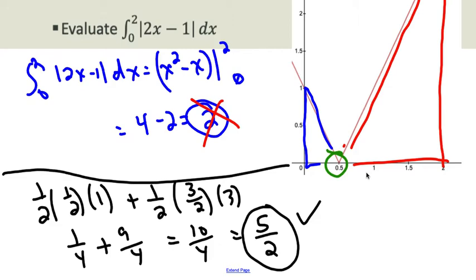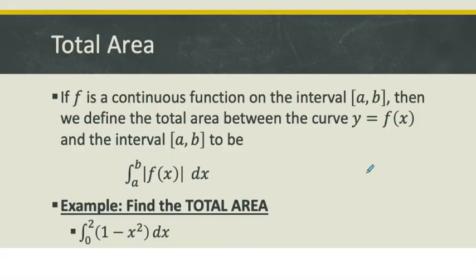Okay, so the way that we handle that problem is with this concept called total area. All right, now the total area, basically it does two things. One, it does what I just said, and it forces us to look at a function around the absolute value and take those sharp turns, and split it apart. But the other thing that it does is total area forces every portion of the graph to be positive.